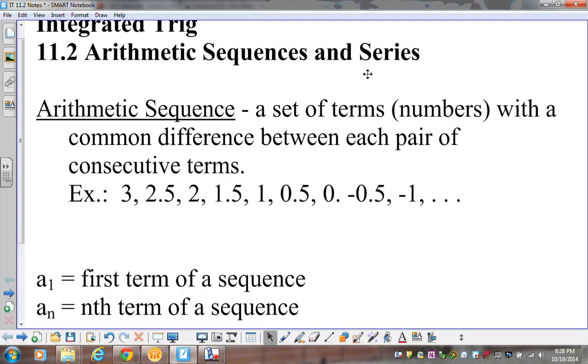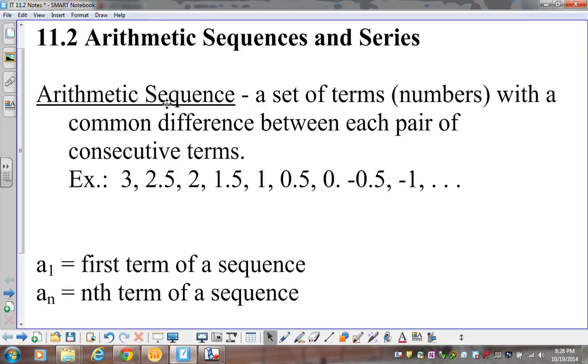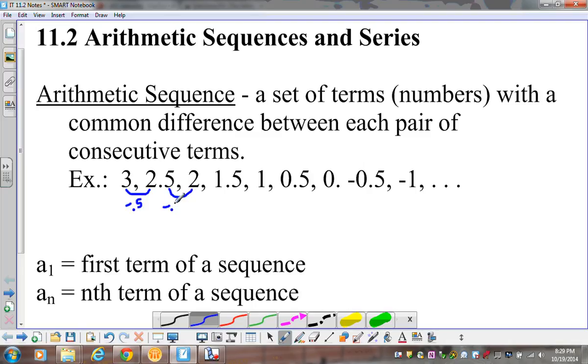sequences and series. Now, remember, arithmetic just means that there is a common difference between each pair of consecutive terms, which just means you're adding or subtracting the same number each time to get to the next term. All right, so for example, if we look at this first set, to get from 3 to 2.5, I subtract 0.5. To get from 2.5 to 2, I subtract 0.5. To get from 2 to 1.5, I subtract 0.5, etc. So here we're just subtracting 0.5 each time.